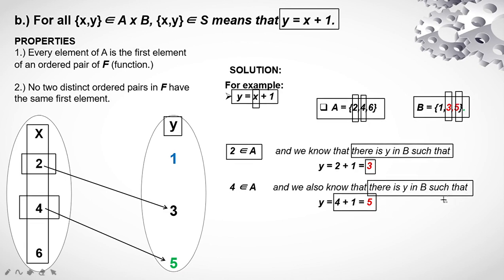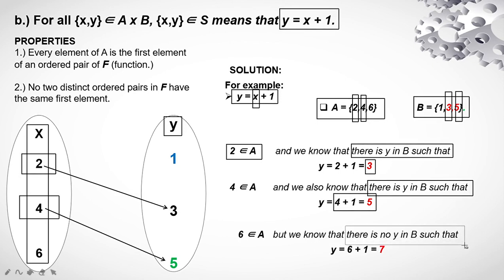Yan ang ibig sabihin na there is y in B such that y is equals to 4 plus 1 is equals to 5. Okay, next. 4 is an element of A. Okay. But we know that there is no y, take note, there is no y in B such that y is equal to 6 plus 1 is equals to 7.